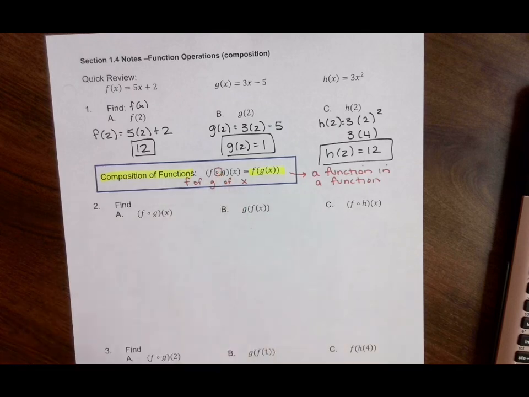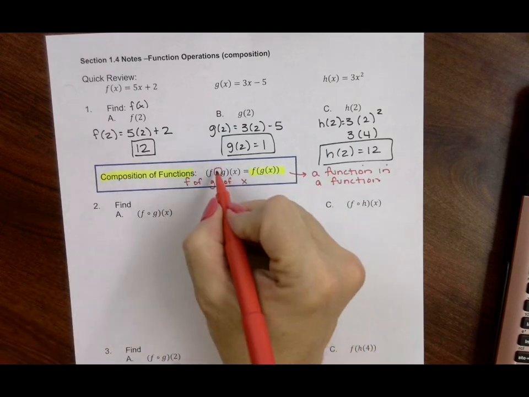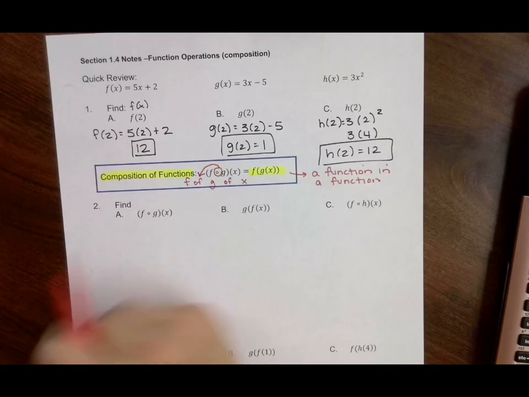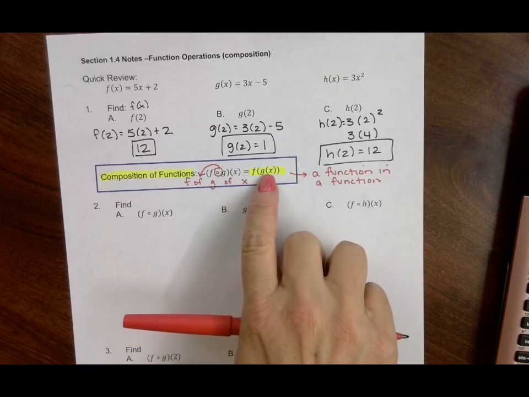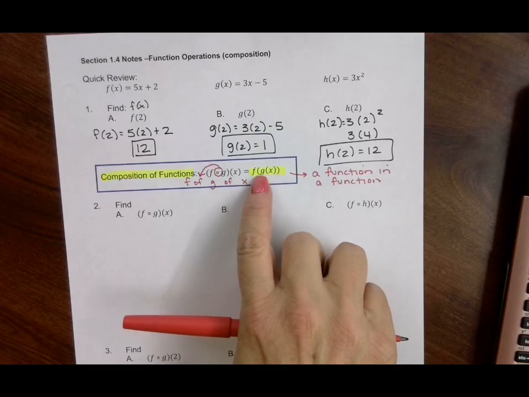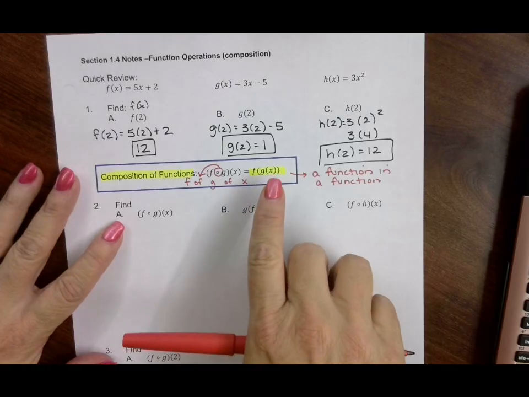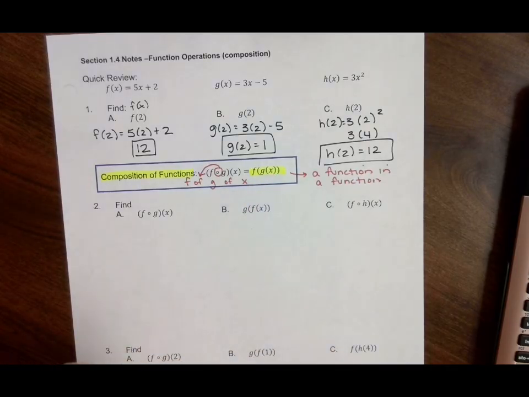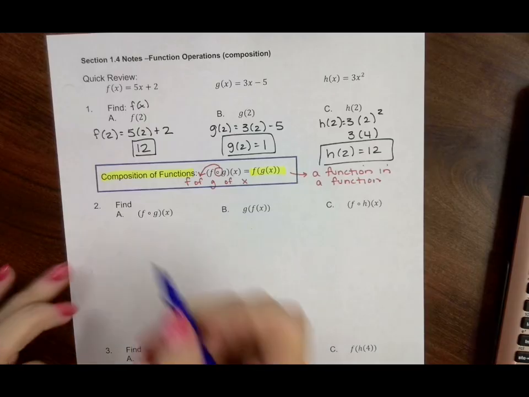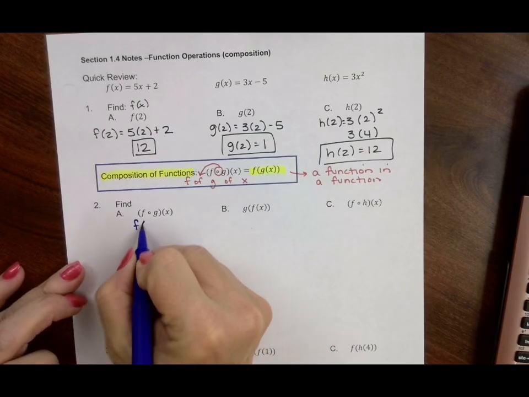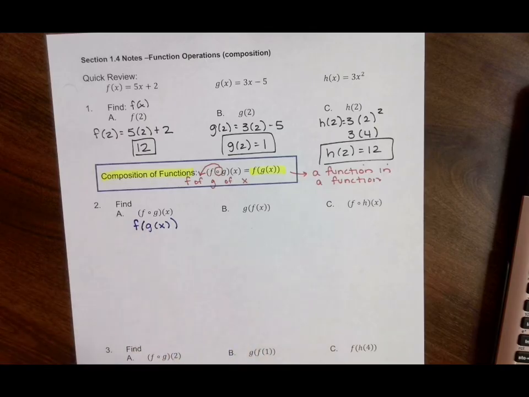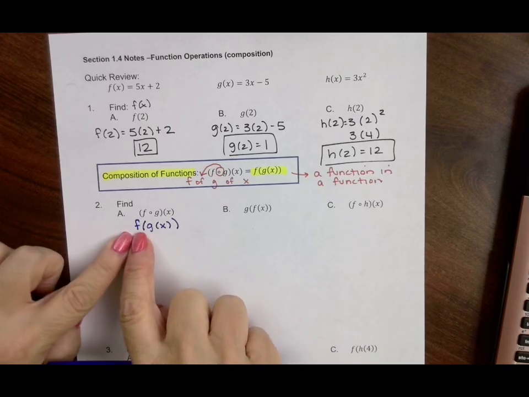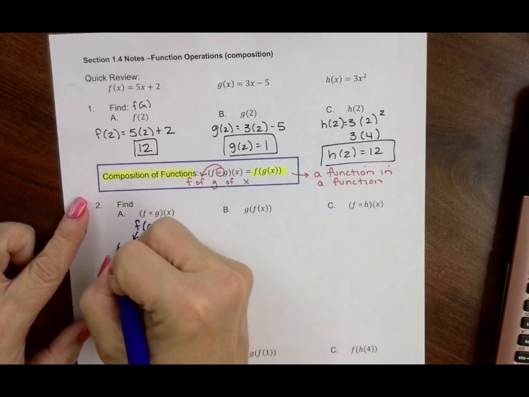So this little circle that we have there is not multiplication. This circle means "of." So f of g of x. So we have g of x on the inside. So what makes this difficult is what's on the outside versus what's on the inside. So I'm going to rewrite this function as f of g of x. I think it's a whole lot easier to look at it this way. Okay? Now, this f is my outside function.